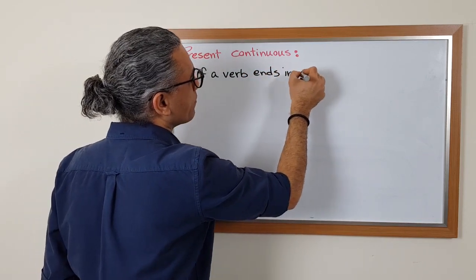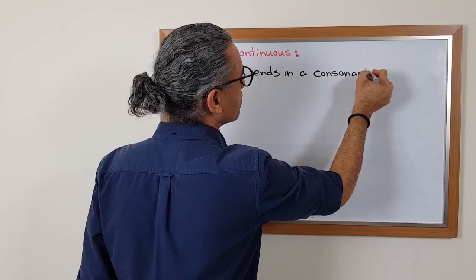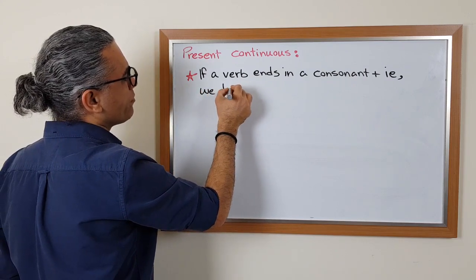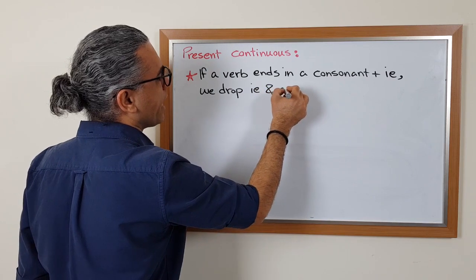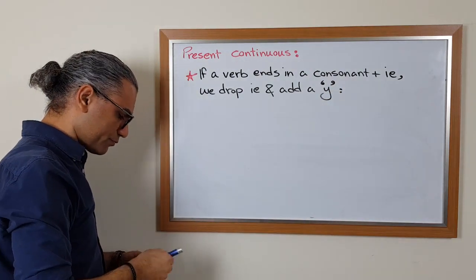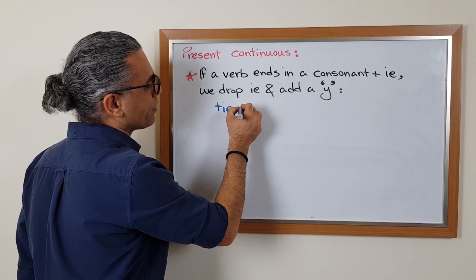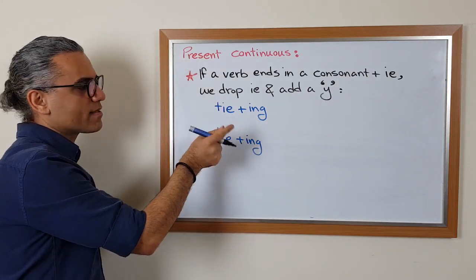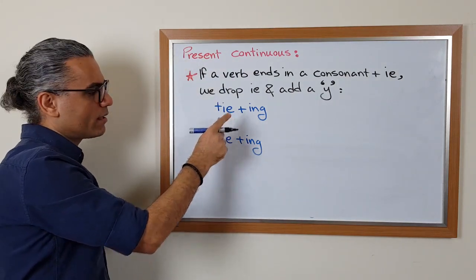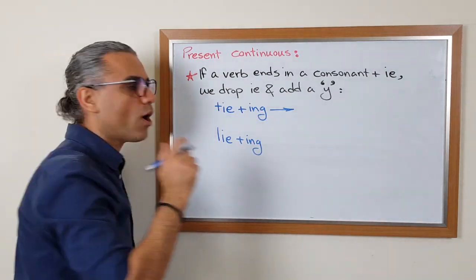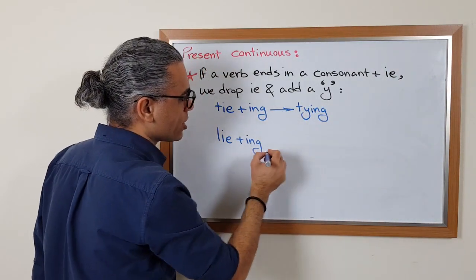Look, okay? If a verb ends in a consonant plus ie, we drop ie and add a y. Example: tie plus ing and lie plus ing. Tie ends in a consonant plus ie. The same for lie. Lie, a consonant plus ie. So we drop ie and add y. So t y i n g. In here, l y i n g.